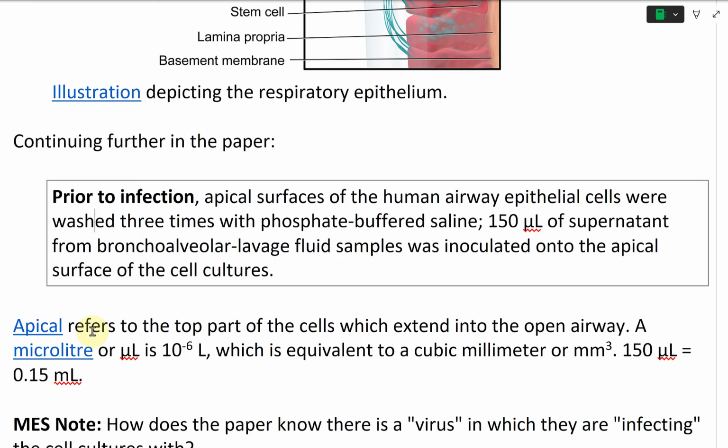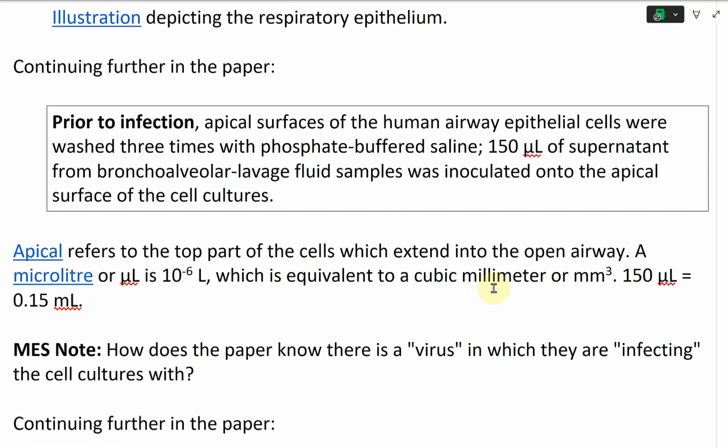Apical refers to the top part of the cells which extend into the open airway. And over here, a microliter, or µL, this is the microliter symbol right there, is just 10 to the negative 6 liters, which is equivalent to a cubic millimeter, or millimeter cubed.